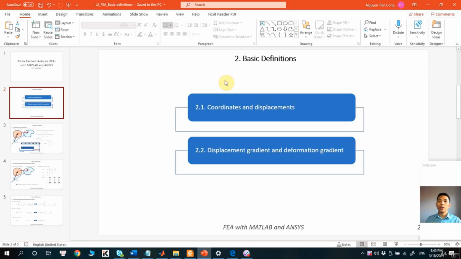Okay, so let's go to the first lecture about basic definitions. In this lecture today, we will cover two main sections. The first one is the coordinates and displacement, and the second one is displacement gradient and deformation gradient. Although they are very basic, they are very important, and we will use them throughout the course.